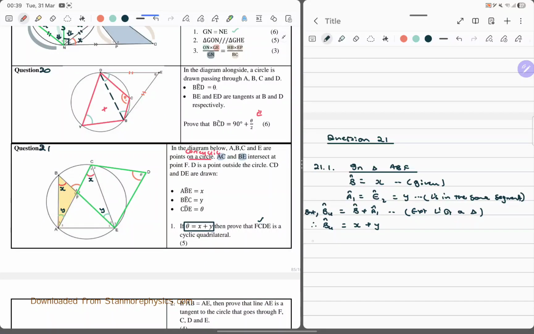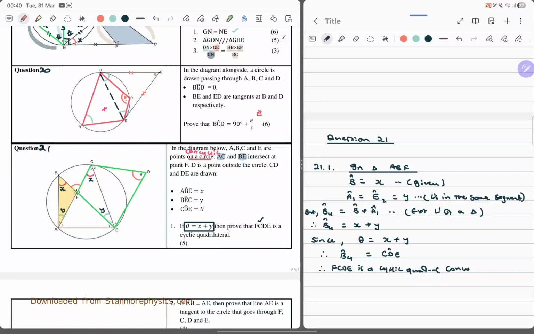We can say now, since we were told that theta is equal to X plus Y, this confirms for us that B4 is equal to CDE. And if this is the case, what are we going to say? We can say, therefore, FCDE is a cyclic quad.